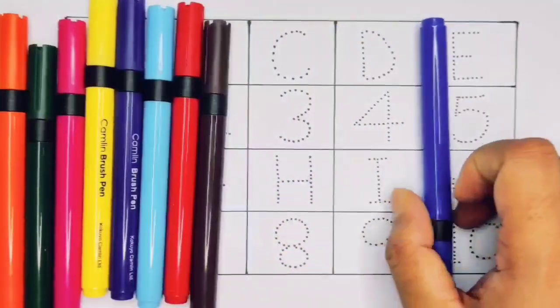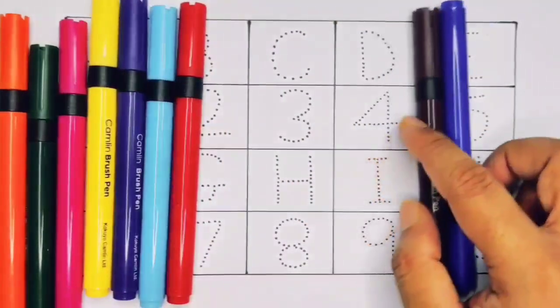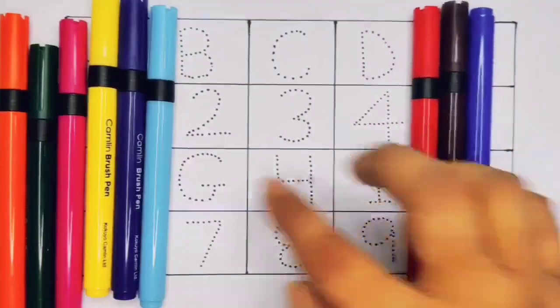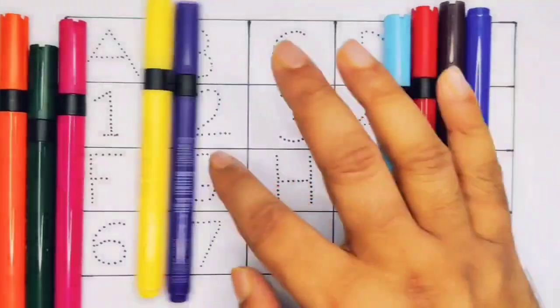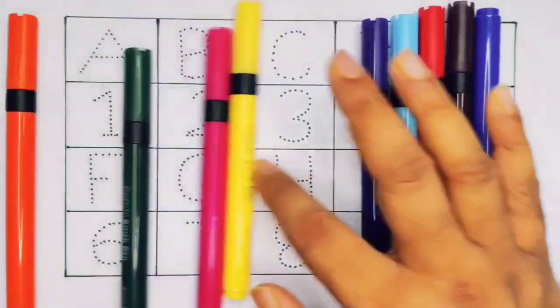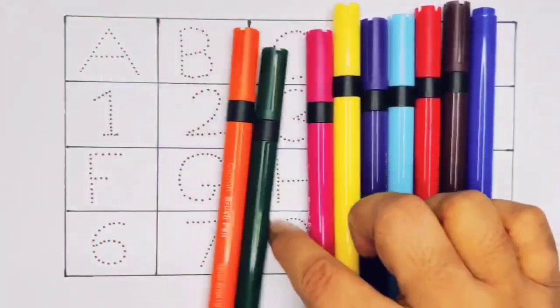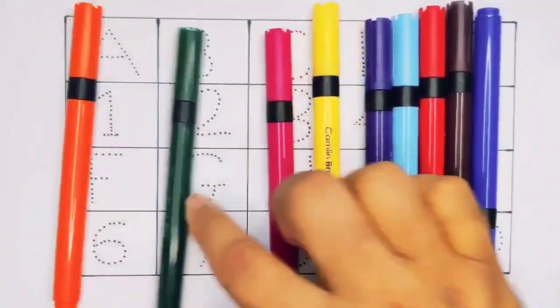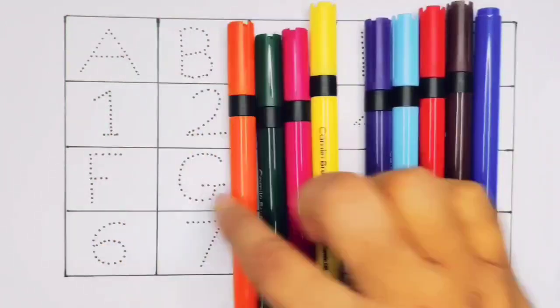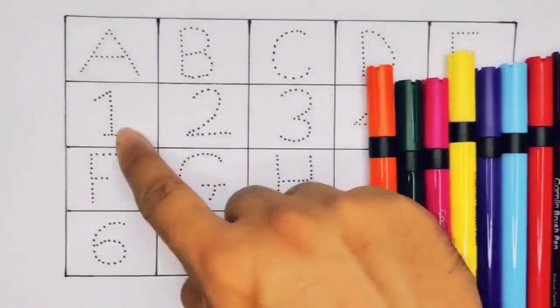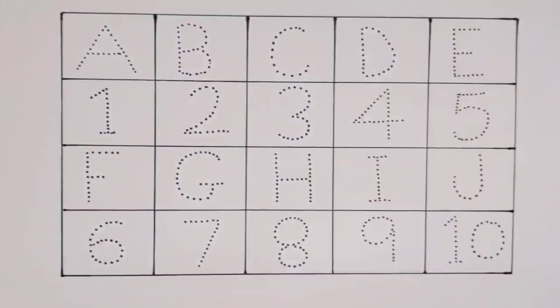This is blue color, chocolate color, red color, sky blue color, purple color, yellow color, pink color, green color, and orange color. Now let's learn the alphabets and the numbers.